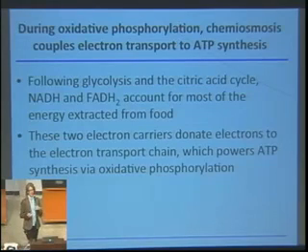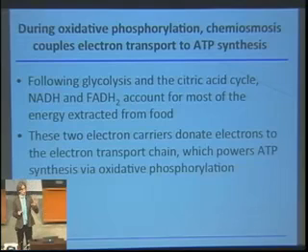So what we're going to see in this process of chemiosmosis is that we use energy to create an electrical and chemical gradient across the membrane, in this case the inner membrane of the mitochondrion, and we're going to actually use that gradient to drive the process of ATP synthesis through this very interesting motor called ATP synthase.